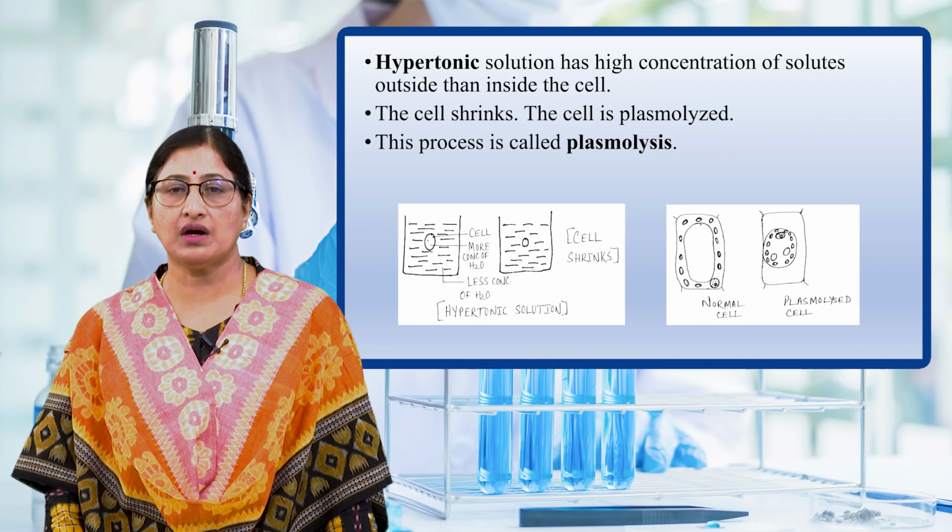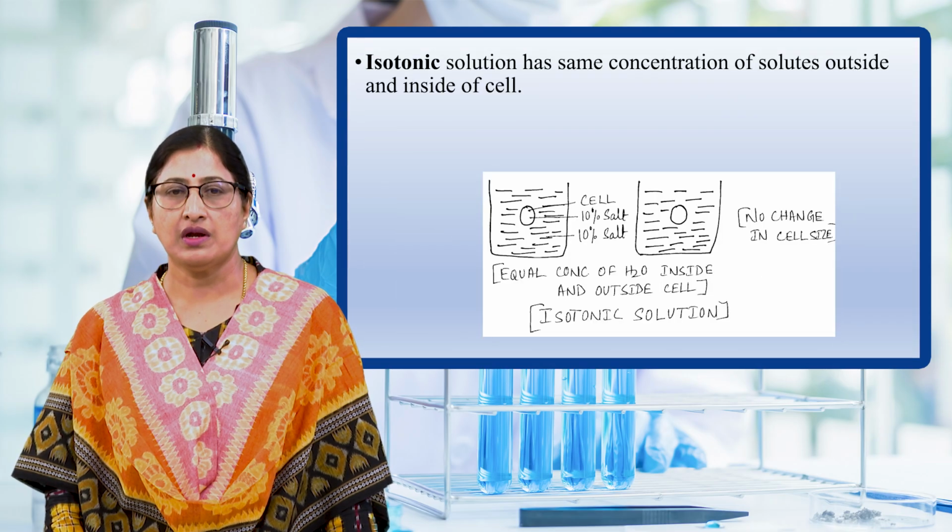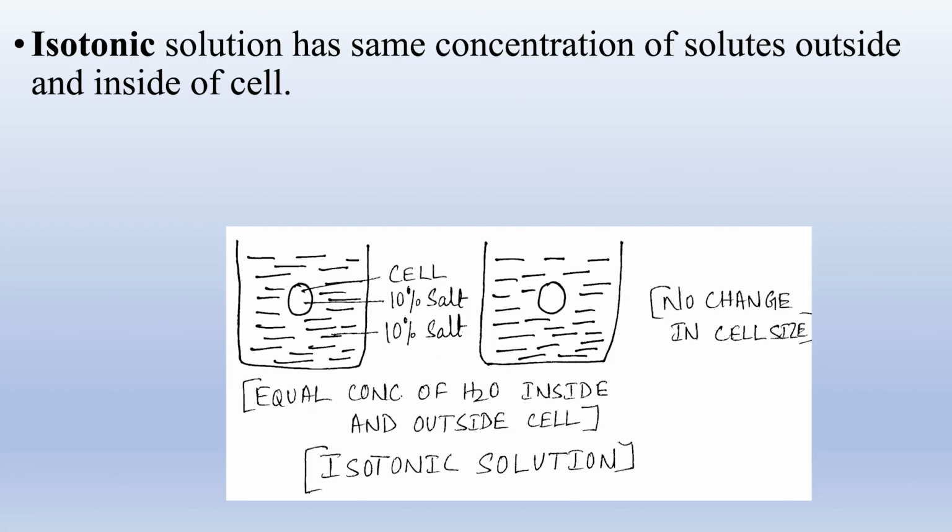Moving on to the third type of solution, that is isotonic solution. Iso means similar. So here the concentration of solutes outside and inside the cell remains same. Children, see the diagram. If a cell is kept in an isotonic solution, the cell size remains same. No change takes place because the concentration of solutes both inside and outside the cell is same.